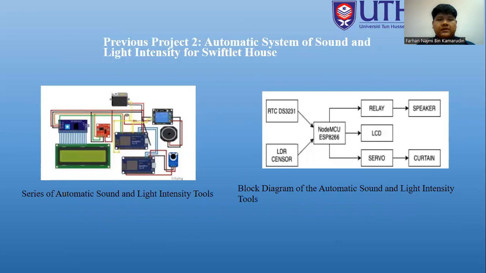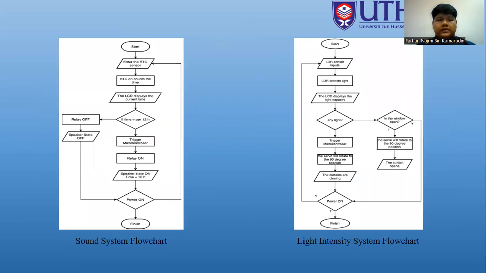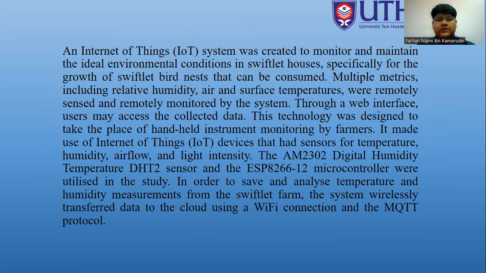So the second previous project is the automatic system of sound and light intensity for SWIFTLET house. The first picture is the series of automatic sound and light intensity tools. The second picture is the block diagram of the automatic sound and light intensity tools. This is the sound system flowchart for the first one, and the second one is the light intensity system flowchart.